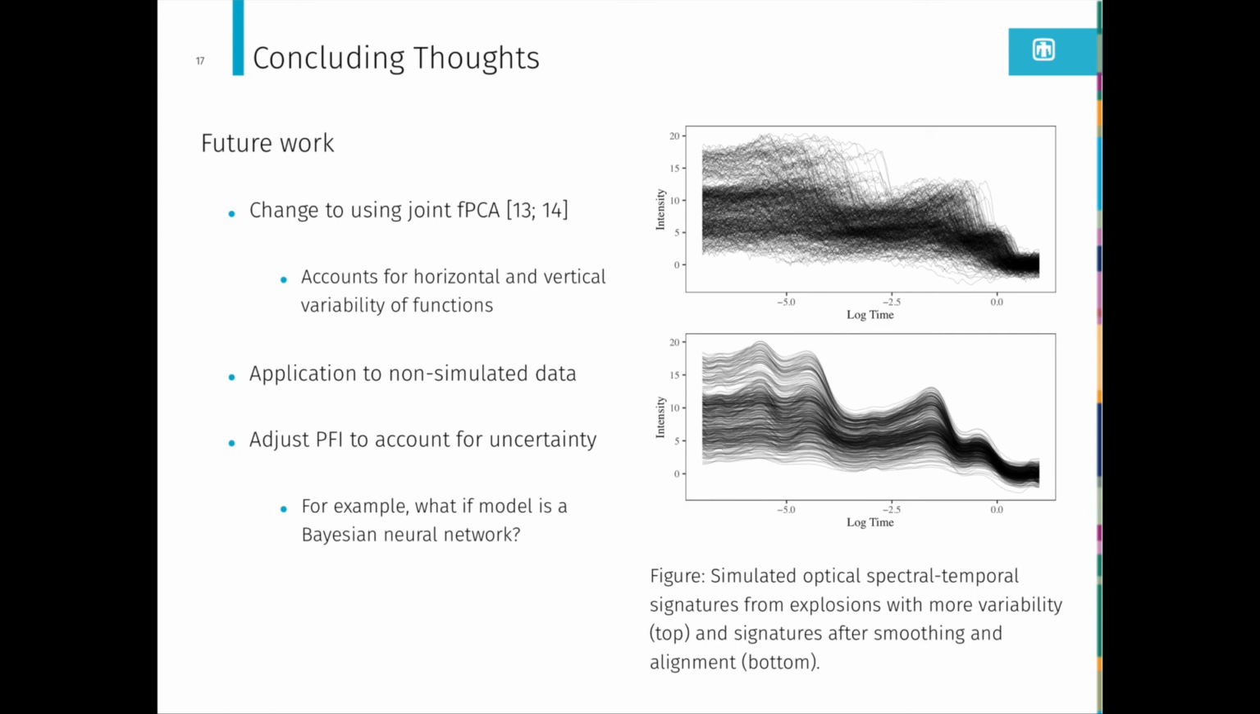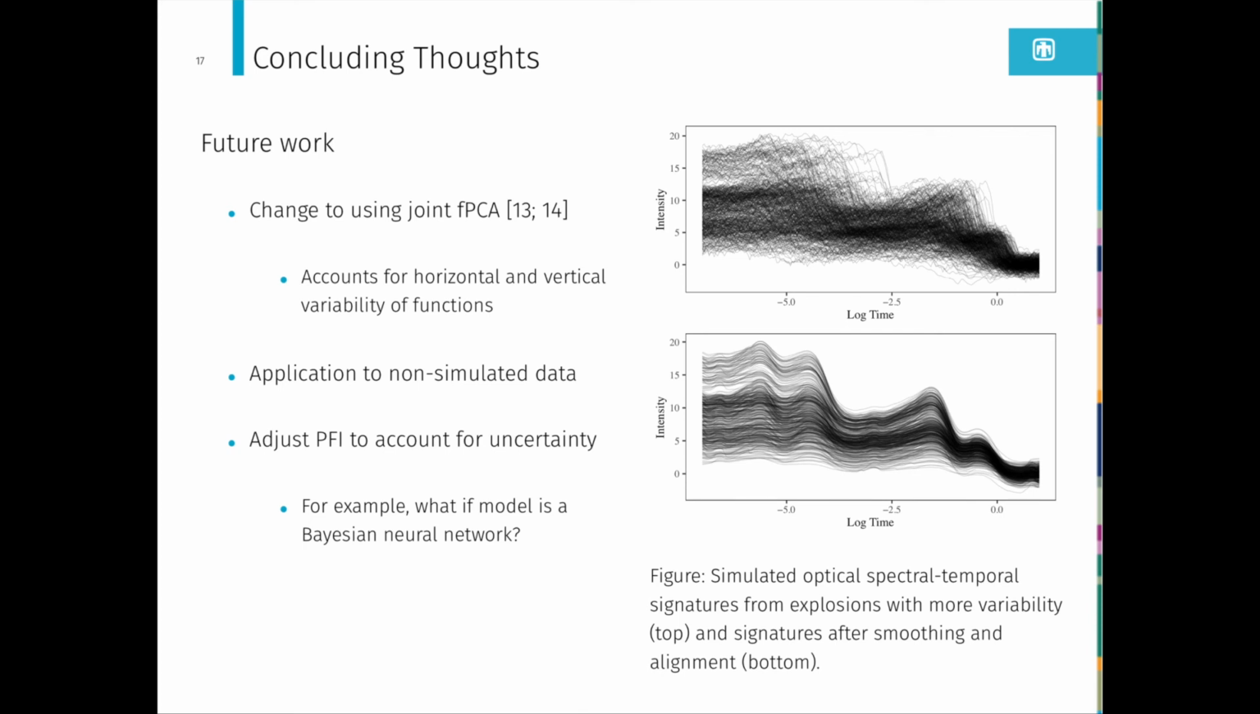The top figure on this slide shows examples of simulated signatures with noise added, and you can see how there is both variability in the intensity of the functions, which is the vertical direction, and also in the timing of the peaks, which is the horizontal direction. Joint fPCA aligns the functions prior to applying an implementation of fPCA to account for the horizontal variability. The bottom figure shows the noisy signatures after smoothing and alignment has been applied. We are also in the process of applying our approach to a real dataset to determine if it will produce meaningful results, as it did with this example.